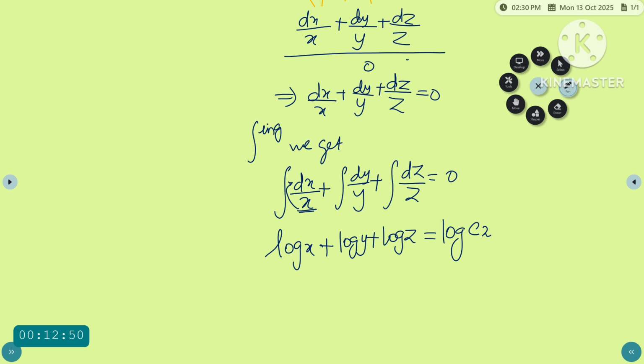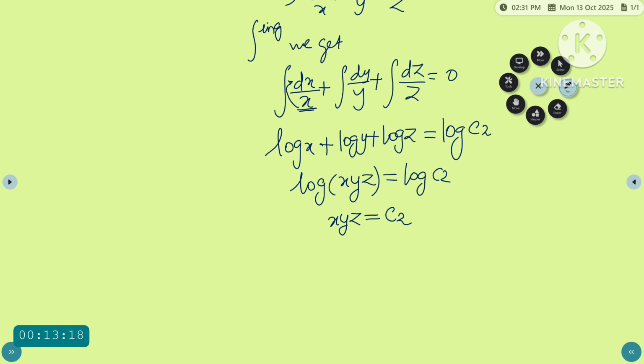What about the log x plus log y plus log z formula? We know very well that log x plus log y plus log z is equal to log of xyz. So log of xyz equals log C2. If we take the exponent, the exponent and log will cancel. So what about the final answer? xyz equals C2.